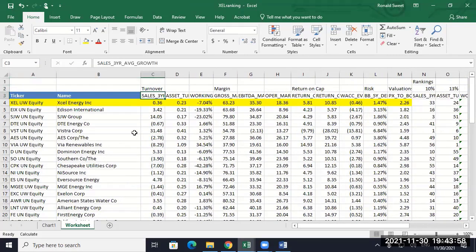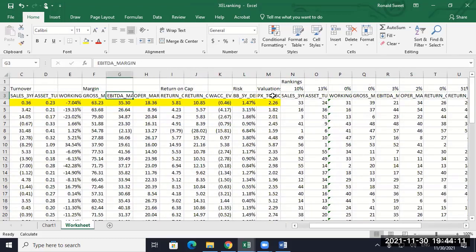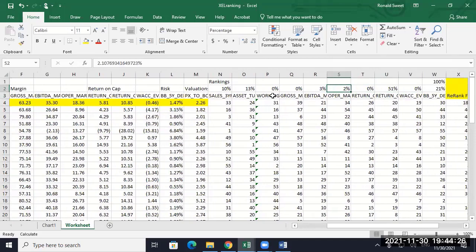So here are the factors he brought in. He brought in factors related to turnover: sales growth, asset turnover, and working capital to sales. He brought in 3 margin numbers: gross margin, EBITDA margin, operating margin. He brought in 3 things on return on capital: return on cap, return on equity, and EVA spread. Brought 1 number in on risk. He brought in price to book because he's doing utility. The model did a really good job for him because it gave him some stuff in every category.